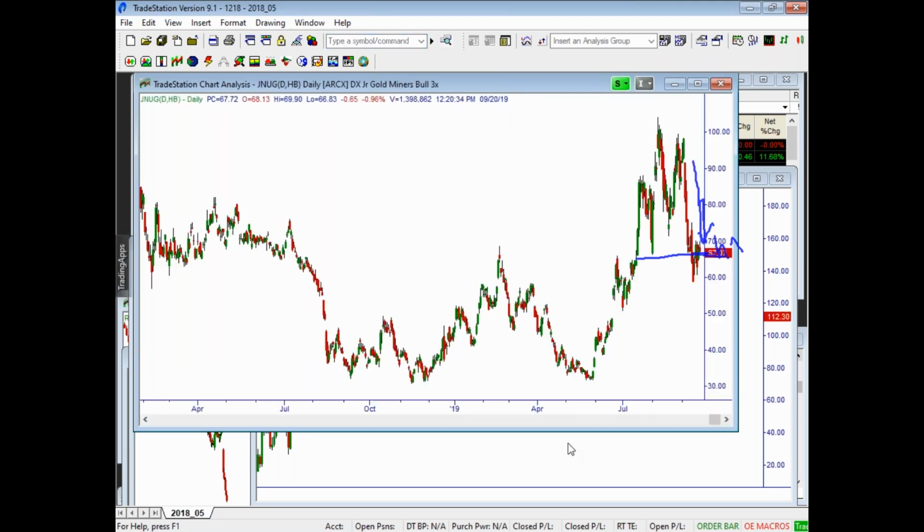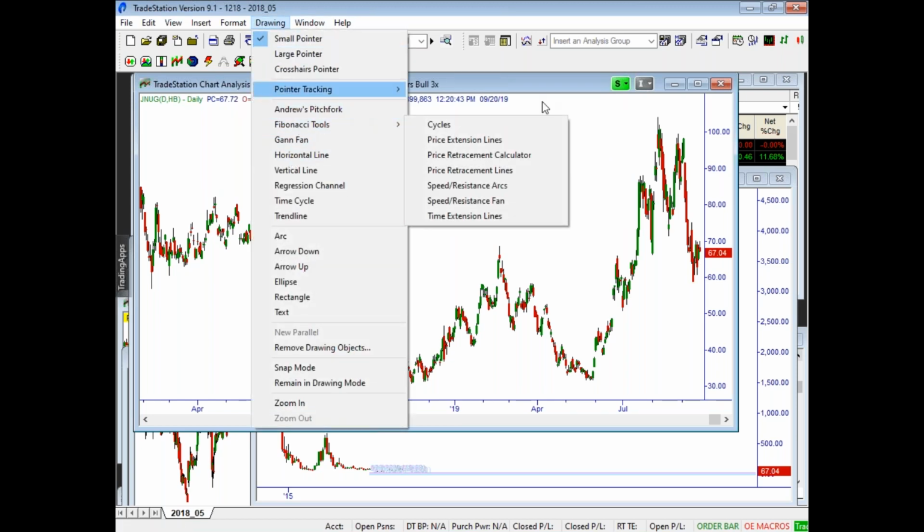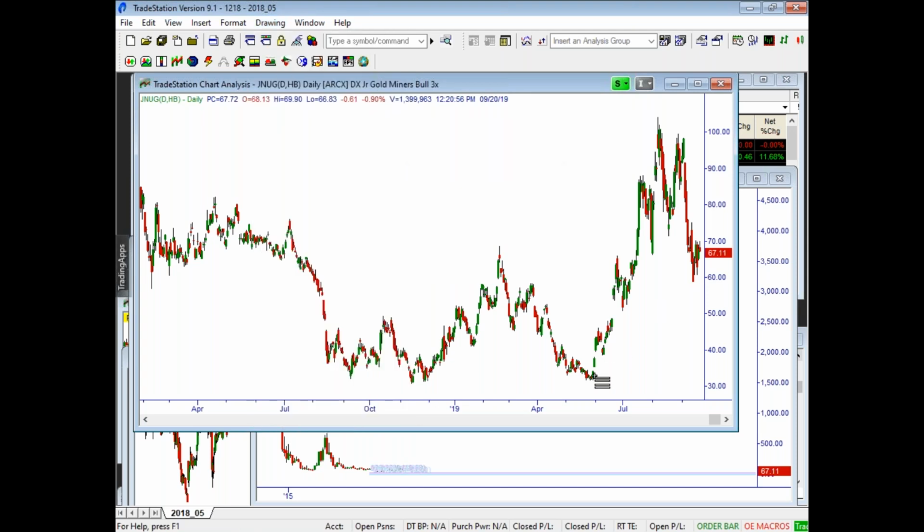JNUG, Direxion Junior Gold Miners. So here's a head and shoulders. We're right about at the 61.8% retracement. I need to put my menu back on the side of my charts. Check that out. Did I say 68.2? I don't know why I said that. It's 61.8.